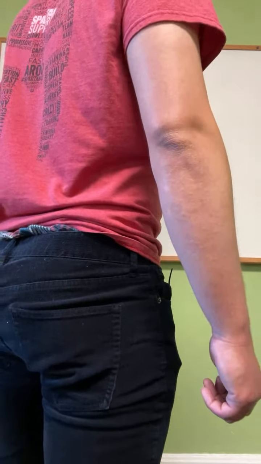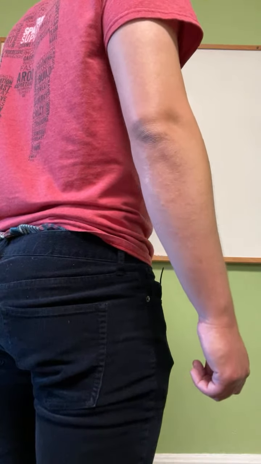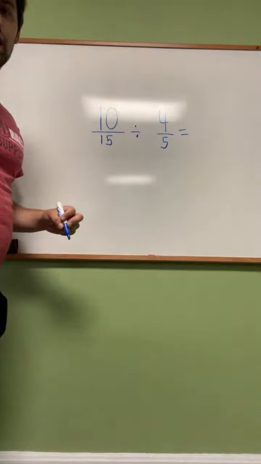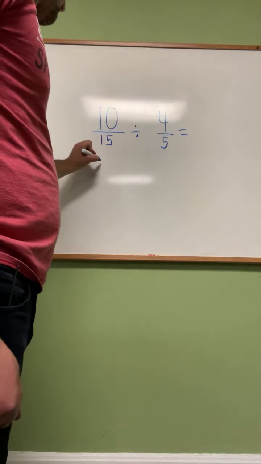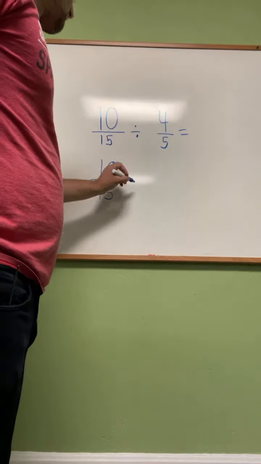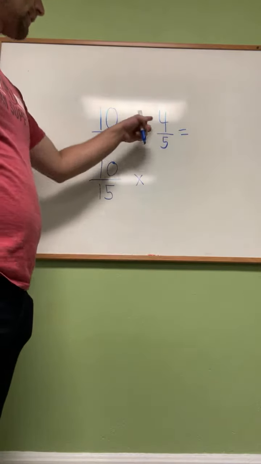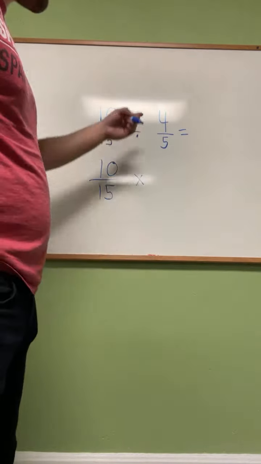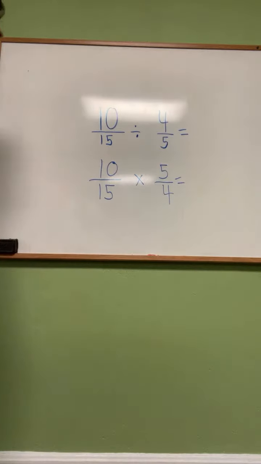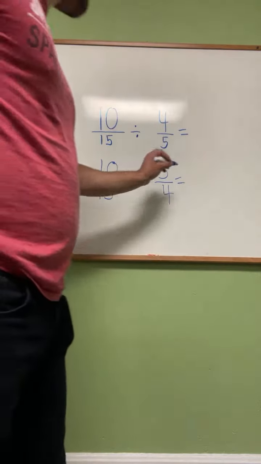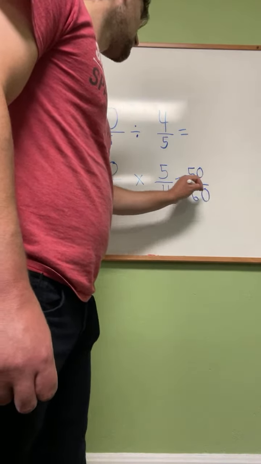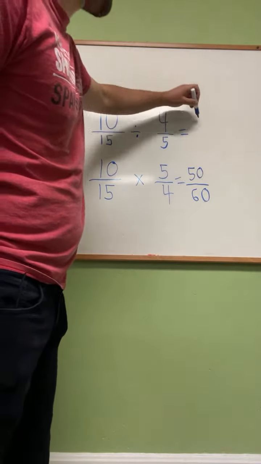Bigger numbers. 10/15 divided by 4/5. All right. So now we keep this the same. The 10/15ths we keep. Always keep the first number. The division sign, we change that to a multiplication sign. And then the 4/5 we flip it. That's going to be 5/4. Okay. Now, 10 times 5 equals 50. 15 times 4 equals 60. So our answer is 50/60ths. 10/15ths divided by 4/5 is 50/60ths.